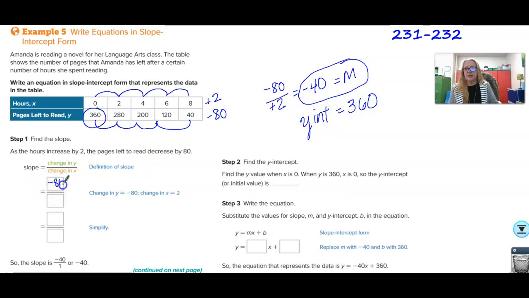So let's see, what did they got over here? We should have put the negative 80 here. We should have put the positive 2 here. We should get negative 40 over 1. And then they simplify it just to negative 40. The initial value is 360. And so then we write the equation, negative 40x, that's where the slope goes, and 360 was the initial value.